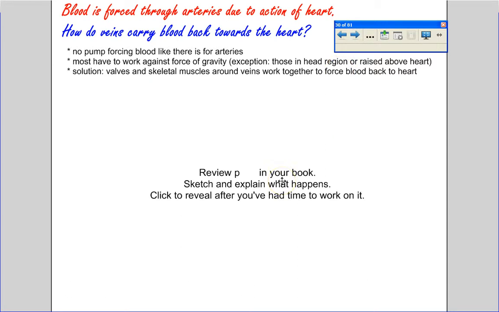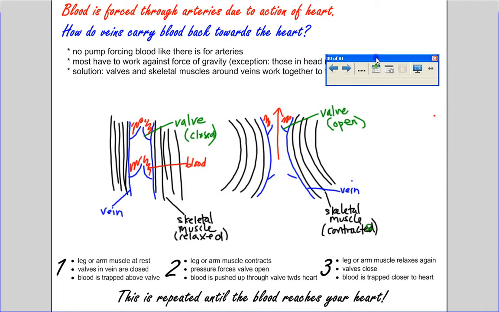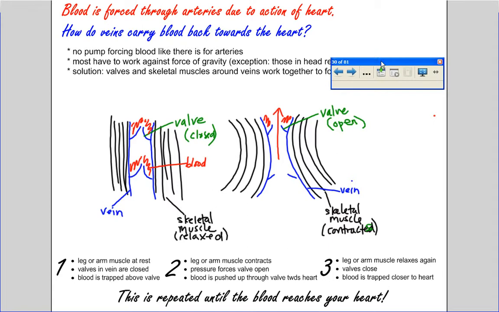Okay, so there's a certain section in your book that describes this, but we're going to have a look at this diagram, and it's something that you should be able to draw as well, and we'll go through it for practice together. Basically, these black lines are showing a skeletal muscle. So maybe it's a muscle in your leg, okay? And the skeletal muscle is surrounding a vein. The blue is a vein, and this is some blood that's kind of trapped. And these are the parts of a valve.